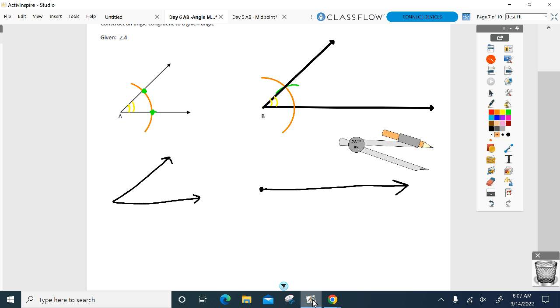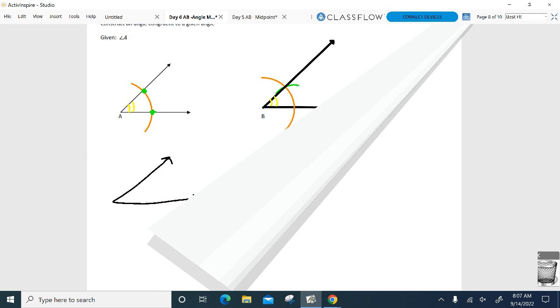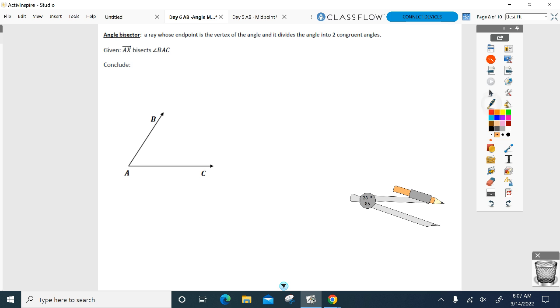All right, let's get moving back here. Copy an angle, we're all good. Last vocabulary term: angle bisector. Bisects, cuts it in half. It cuts an angle into two congruent parts. Am I going to have you construct? We are. So before that, given: AX bisects angle BAC, conclude.